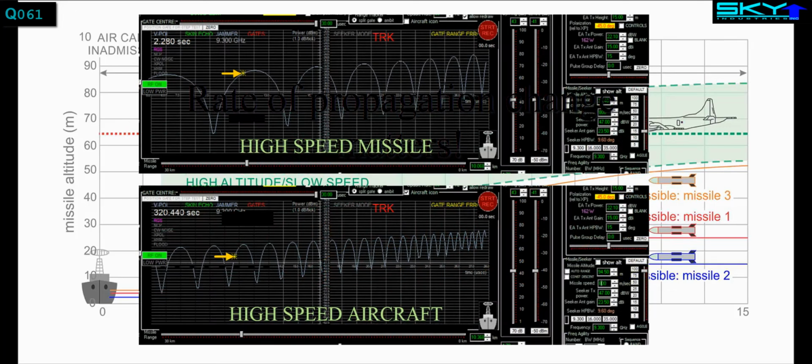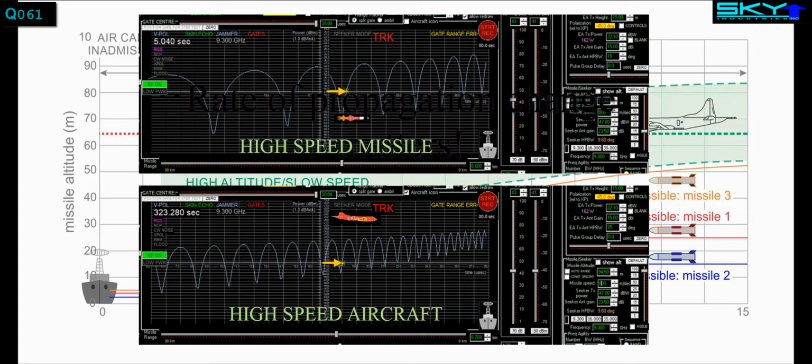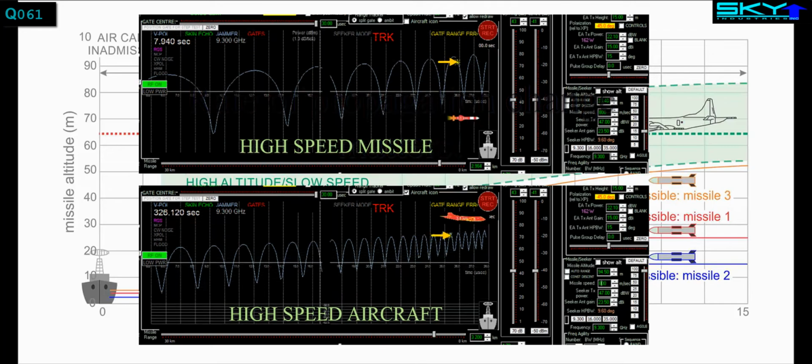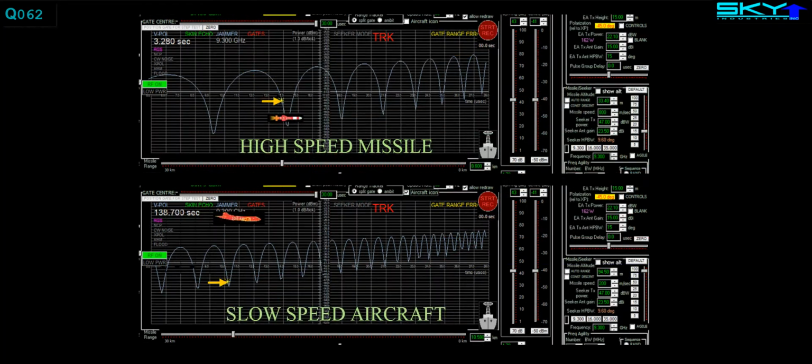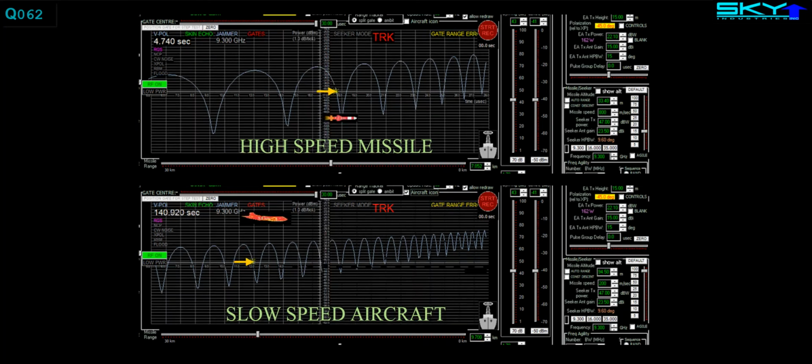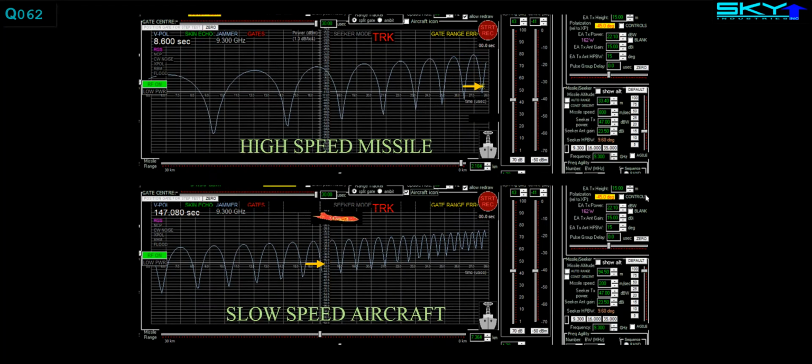Here's what it looks like. The missile flight is on the top, and a high-speed, high-altitude aircraft is below. See how much faster the peaks and nulls happen for the aircraft compared to the missile. Now here's a comparison of the same missile with the same aircraft, but the aircraft flies slower. The rate at which the peaks and nulls go through the jog detector is better matched.